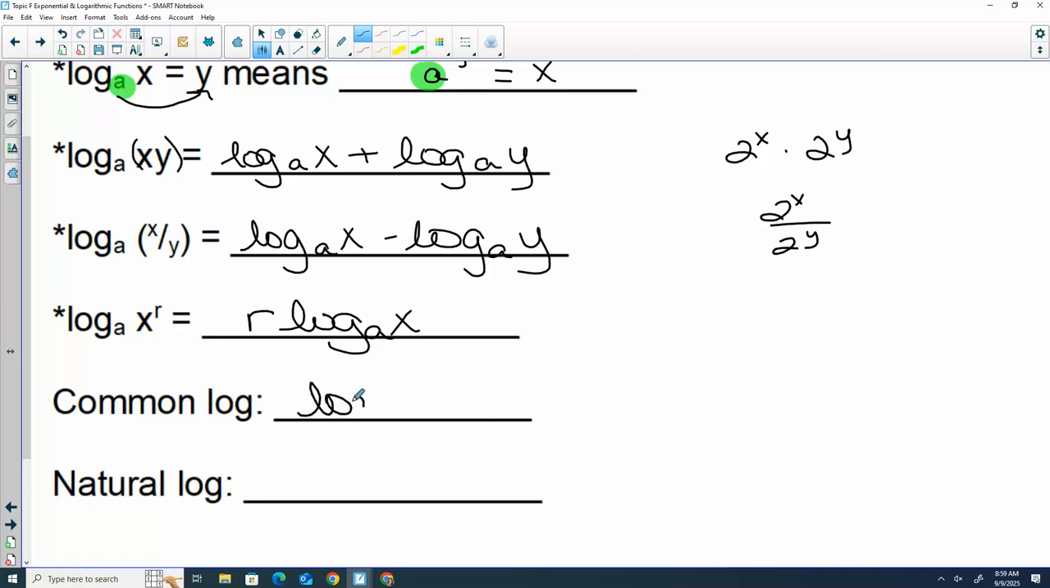The common log, remember, is just written as log. That's the same thing as saying log base 10. So common log is base 10. Natural log was the ln, and that's the same thing as log base e. So if you see an ln, your base is e. If you see log without a base written, we assume it's 10. Is that okay?